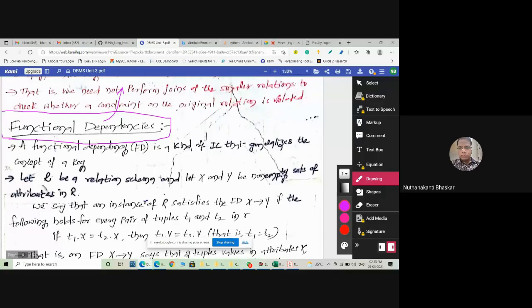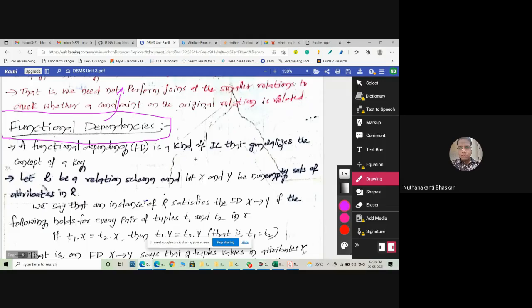Now coming to the functional dependencies, as we discussed in the previous classes. A functional dependency, as I already told you, is when in a relation or in a table, one attribute depends on another attribute, or one attribute depends on more attributes, or more attributes depend on a single attribute. That is called functional dependency.